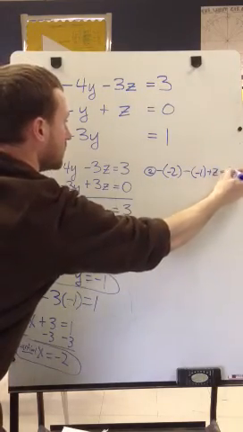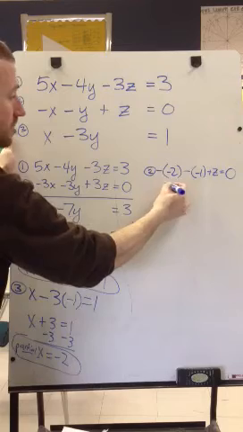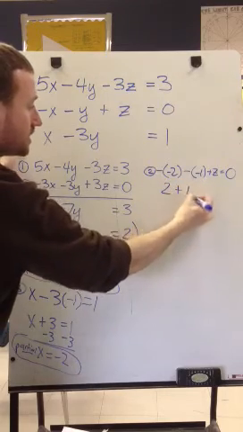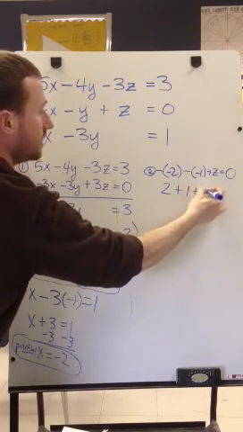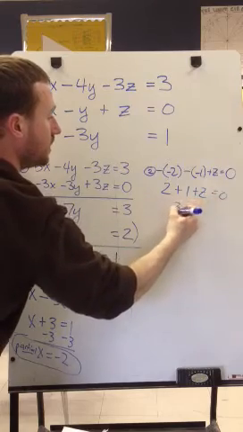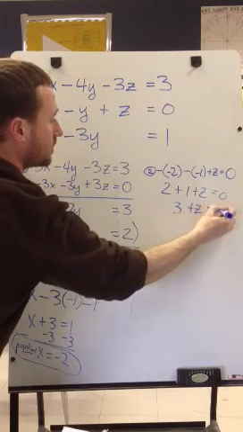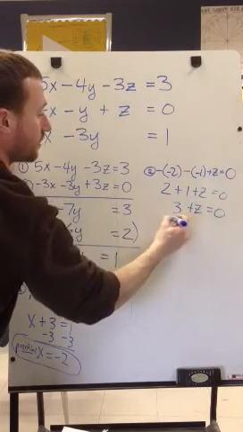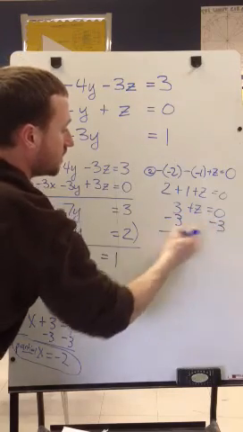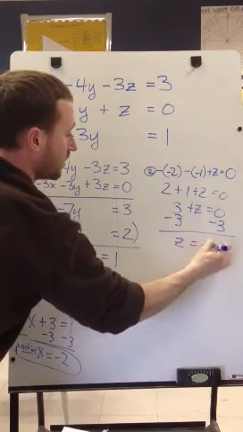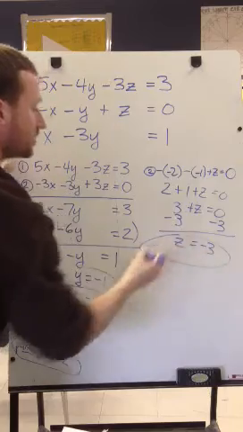equals 0. Well, the minus minus 2 is positive 2. Minus minus 1 is positive 1. Plus z equals 0. 3 plus z equals 0. I'm going to subtract 3 from both sides. Z equals negative 3. This is my final partial.